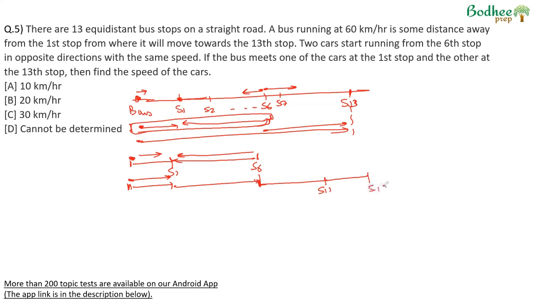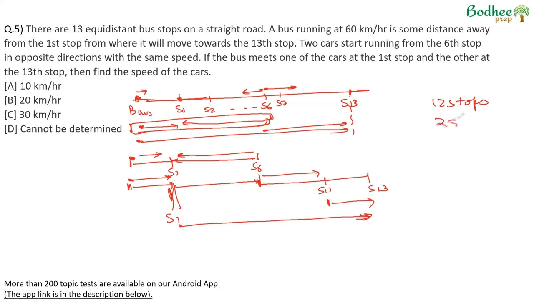Now, if we look at this scenario, the bus at this point is at S1. It has to go to S13, so it has to cover 12 stops. The second car is at S11. It has to go to S13 in the same time. So it has to cover 2 stops from 11 to 13. This is the bus, this is the car. And therefore, we can say the time that the bus will do 12 stops, the car will do 2 stops.